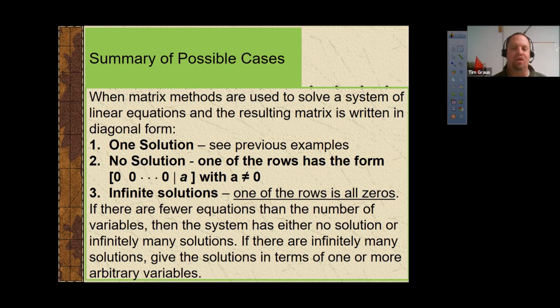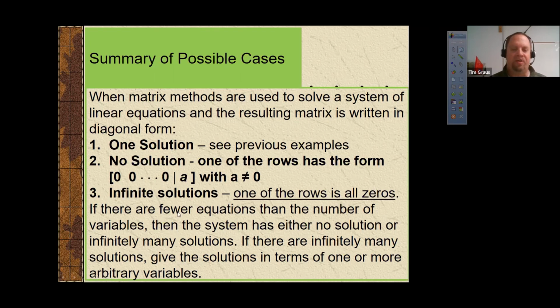To recognize no solution, what you're going to look for is a row that has all zeros and then a number in the last column, some number not equal to 0. If you see a row like that, that means that the original system of equations had no solution at all. And finally, infinite solutions. To recognize infinite solutions, look for one of the rows where all the entries are 0. All the way across, even the final number is a 0.